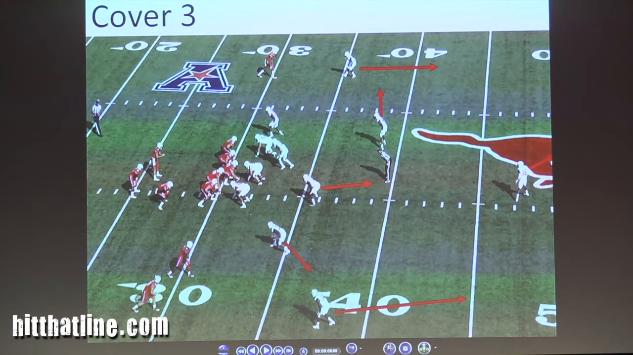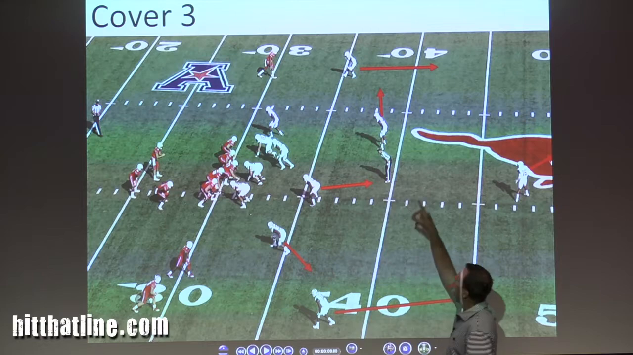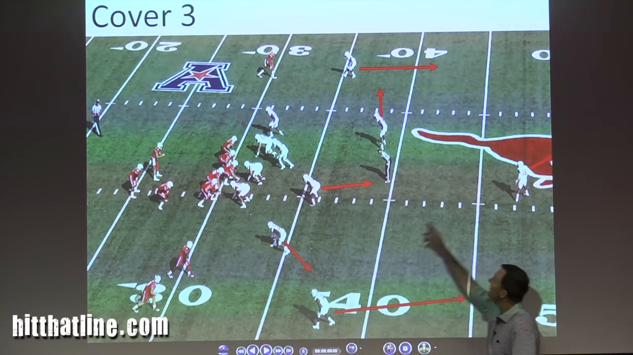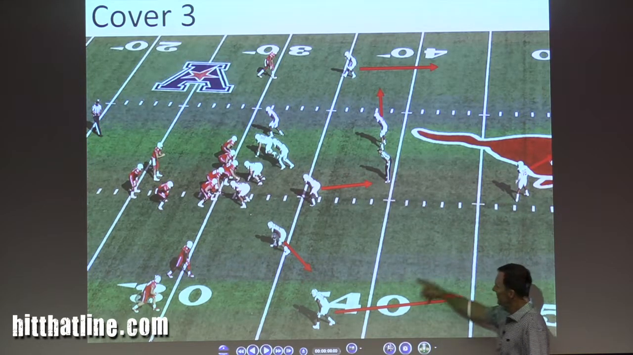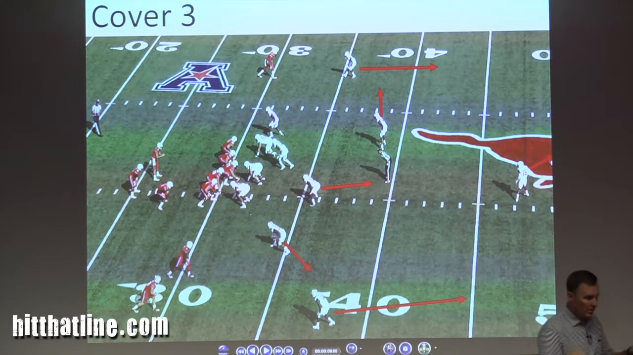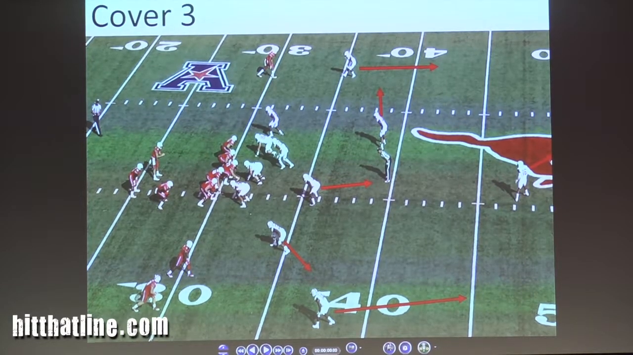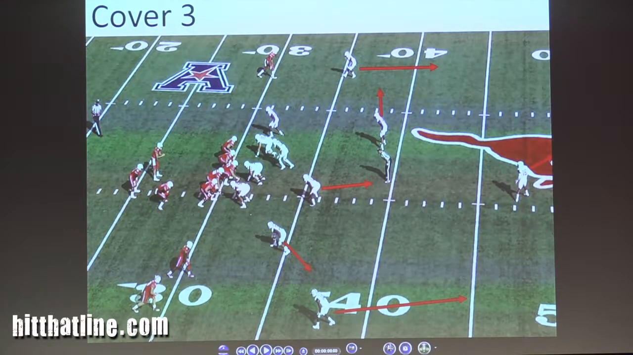Cover 3. Now the difference, it's middle field closed. Your flat players become your inside guys. So here become your flat players. These become your deep third players. You can definitely tell the difference between cover 1 and cover 3. In cover 1, those guys, their eyes, their demeanor was more on the wide receiver. They knew that I couldn't get beat deep, but also if I did, I had help behind me.